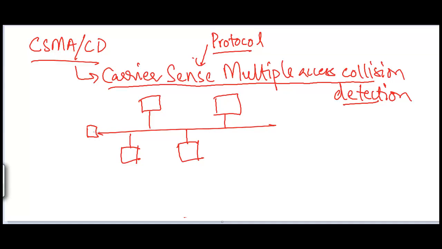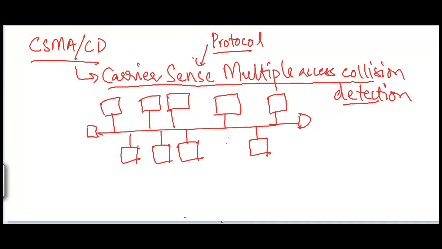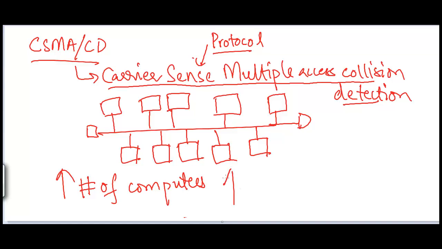Now what you should see here is that if the number of computers on this network increases, if we have more computers on this network, there is a good chance that the number of collisions will increase. So increasing the number of computers will increase collisions in bus topology.